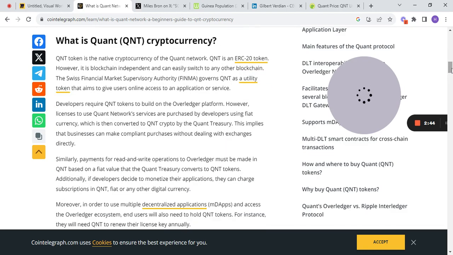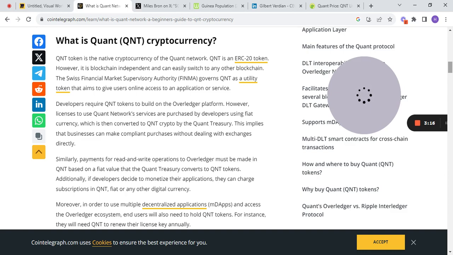So Quant token is the native cryptocurrency of the Quant network. QNT is an ERC20 token. However, it is blockchain independent and can easily switch to any blockchain. The Swiss Financial Market Supervisory Authority, FINMA, governs Quant as a utility token that aims to give users online access to an application or service. Developers require Quant tokens to build on the Overledger platform. However, licenses to use Quant's network services are purchased by developers using fiat currency, which is then converted to Quant crypto by the Quant treasury.